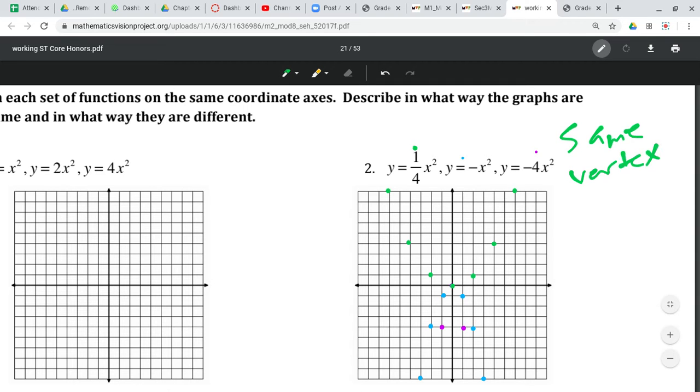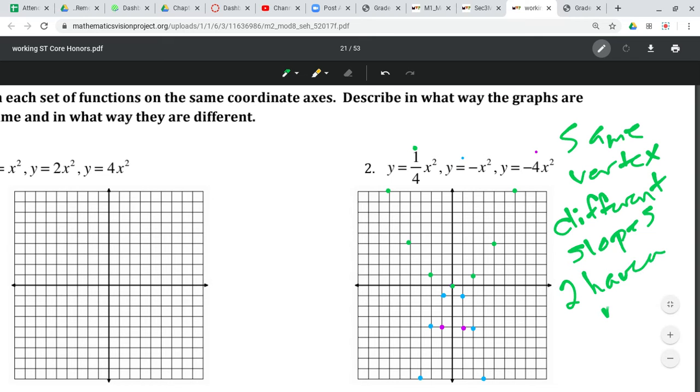So they have the same vertex. They have different slopes. And two have a max, one a min. So if we think about it, the blue and the purple ones, those are both inverted. So they have a maximum, whereas the green one has a minimum value because it is positive. So keep that in mind as you're doing these, what that looks like. Alrighty?